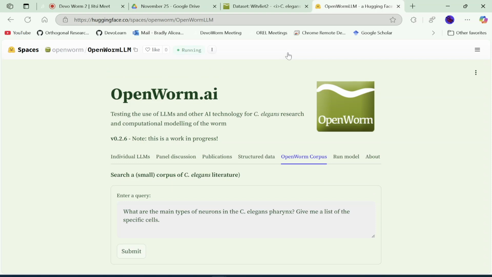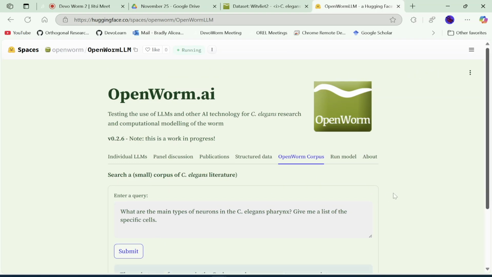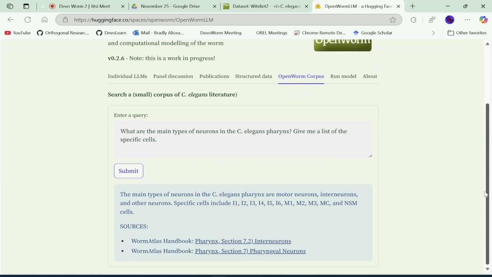The OpenWorm corpus, of course, will give you a list of specific cells for, say, the pharynx. So if I ask, what are the main types of neurons in the C. elegans pharynx, it gives me these neurons. And it cites where it's drawing the data from, the WormAtlas handbook.